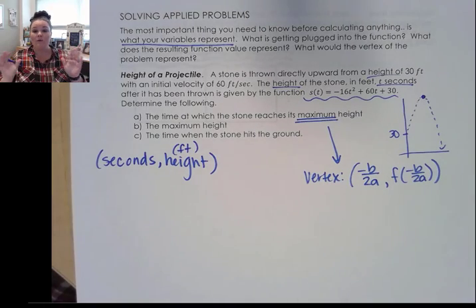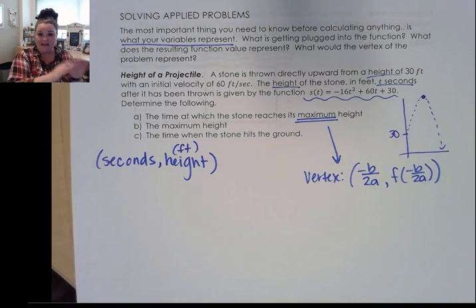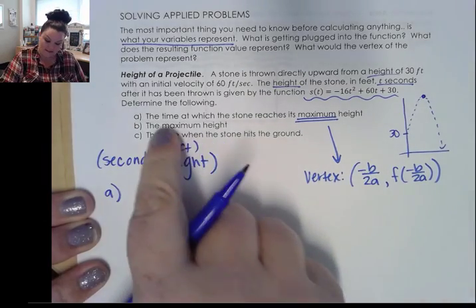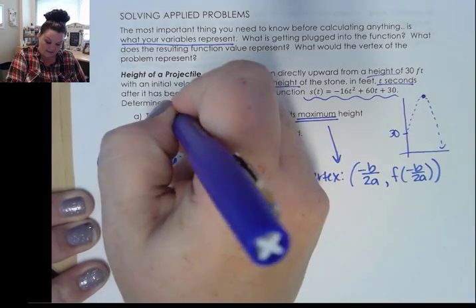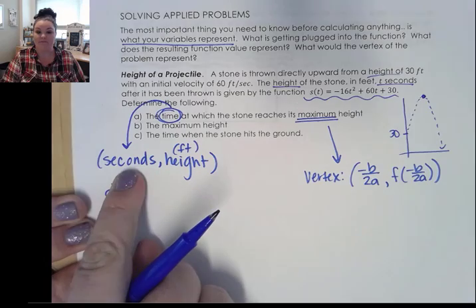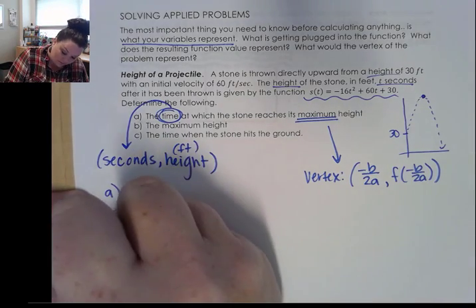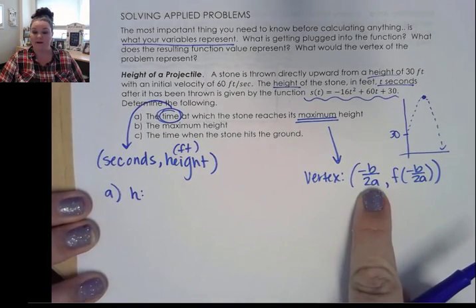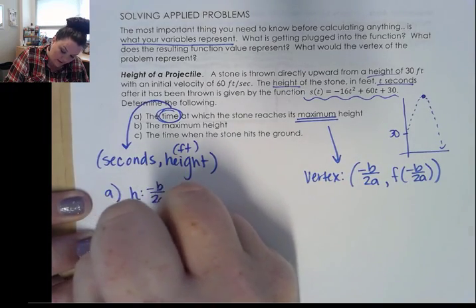All right, so now we know what our function represents. We're plugging in seconds to figure out the height at that specific time. So for part A, it wants us to find the time. If it wants us to find the time, that means we're looking for that first coordinate, or our h value. So if we're looking for the h value of our vertex, we can find that by our shortcut, which is negative b over 2a.